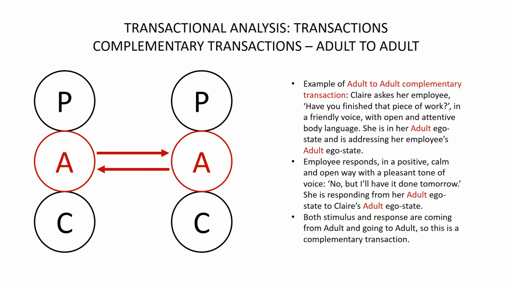To give an example of an adult to adult complementary transaction, Claire, a company manager, is speaking to a staff member. As she asks, "Have you finished that piece of work?" her body language is open and attentive and her tone of voice friendly and inquiring. She is initiating a transaction from her adult ego state and is inviting a response from her staff member's adult ego state. If, in responding, the staff member says, "No, but I'll have it done tomorrow," in a positive, open and calm way, with a steady, pleasant tone of voice, we could say that she is responding from her adult ego state to Claire's adult. With both stimulus and response coming from adult and going to adult, this is clearly a complementary transaction.